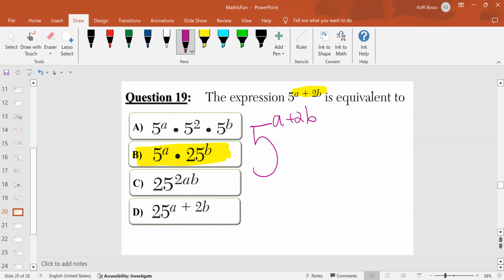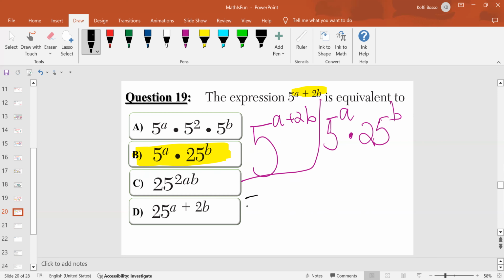Why? Because let's use B to get this expression. The B value, they say 5 raised to the a power times 25 raised to the b power. So 5 is the base, a is the exponent, 25 is the base, b is the exponent. I will rewrite this to get the same base. I keep the 5 with that a, and the 25 I'm going to rewrite as 5 squared. Remember, 25 is 5 times 5, which is the same as 5 squared. Everything raised to the b power.